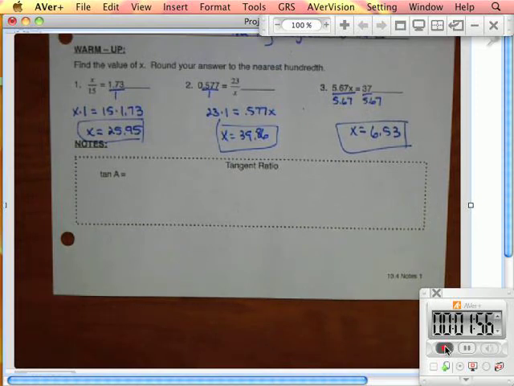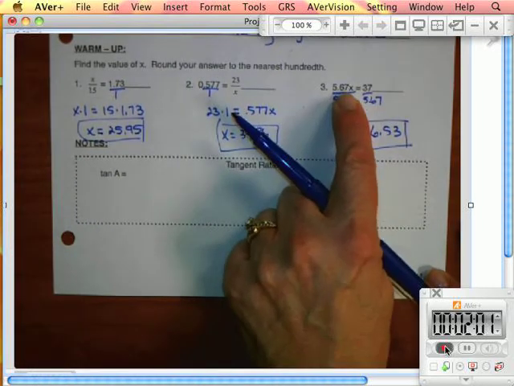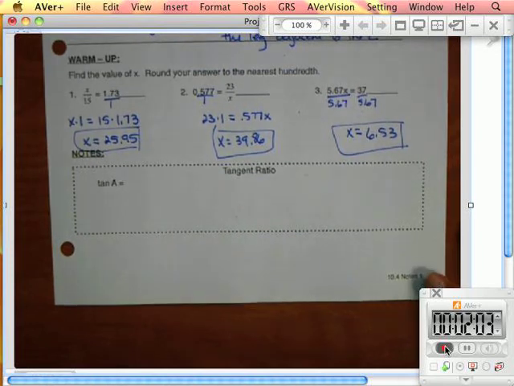Wait, what? This one was different. This one was you just had to divide each side by 5.67. Do you see it? Do you feel it?